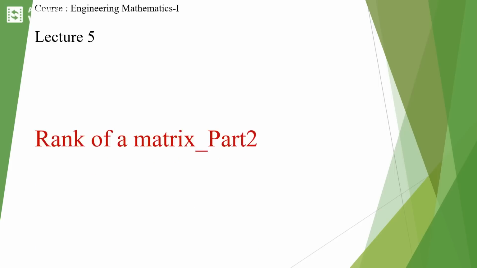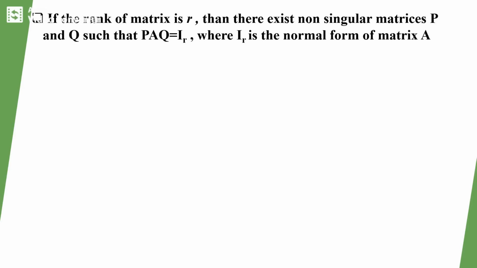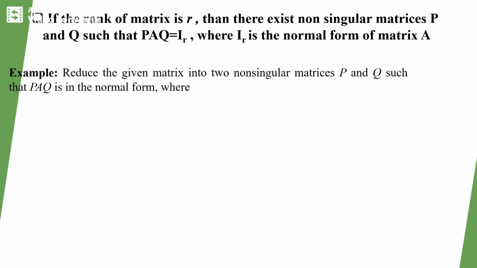Lecture 5, that is rank of matrix, part 2. In this lecture, we cover the remaining part of lecture 4. Now, there is a very important point: if the rank of the matrix is R, then there exist two non-singular matrices P and Q such that PAQ is equal to IR. IR is the normal form of the matrix.